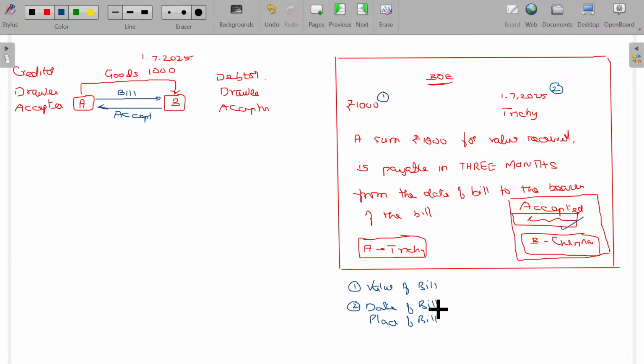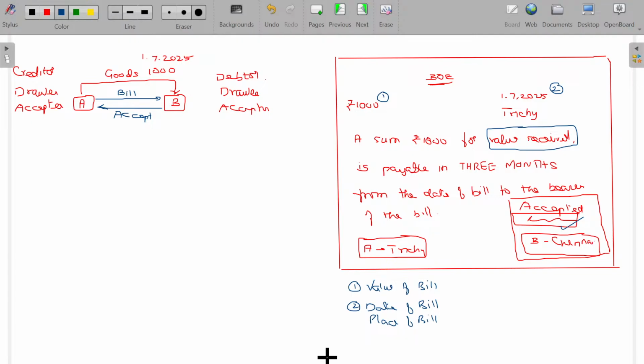And why does B have to pay 1000 rupees to A? For goods supplied, value received. Am I right? For this reason only, B has to pay 1000 rupees, right?